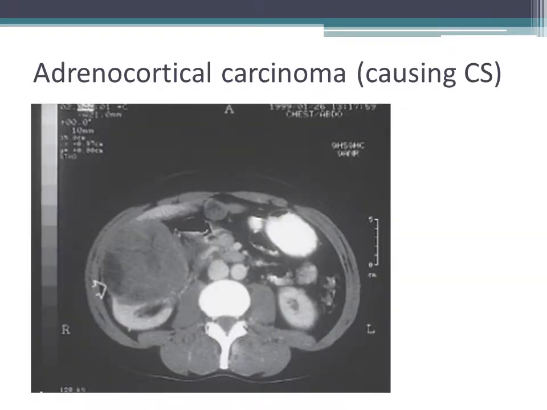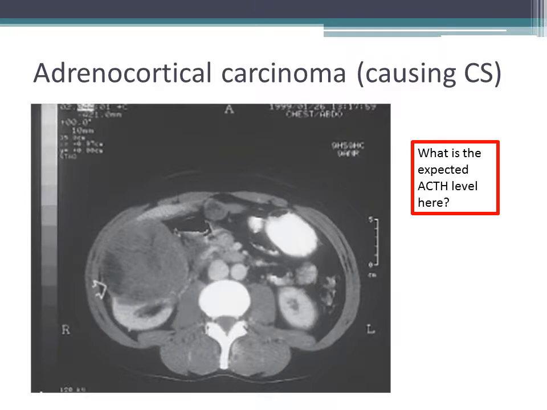Adrenocortical carcinoma causing Cushing syndrome. The arrow is pointing to a large tumor in the adrenal gland, and this is cancer until proven otherwise because of its size, and it's a very nasty disease. But adrenocortical carcinoma can be functional, producing cortisol.